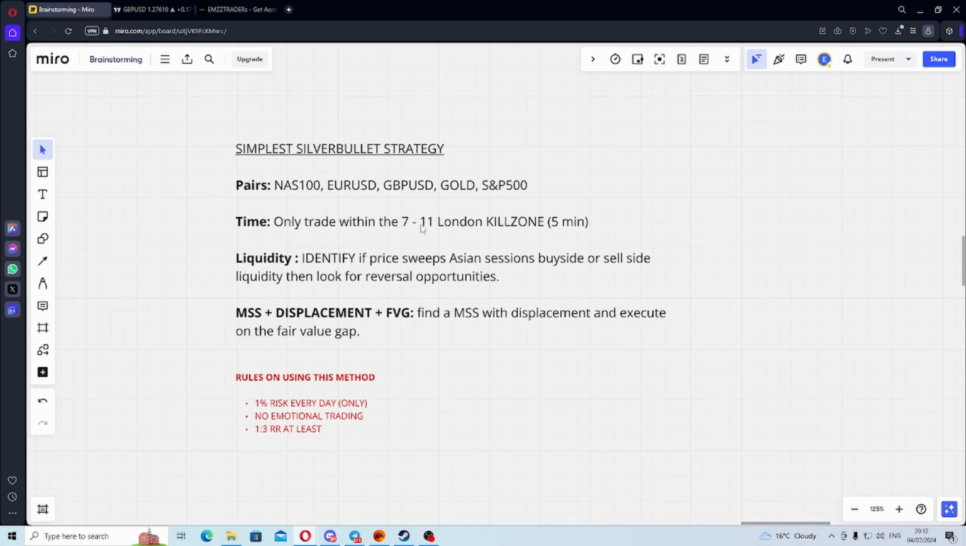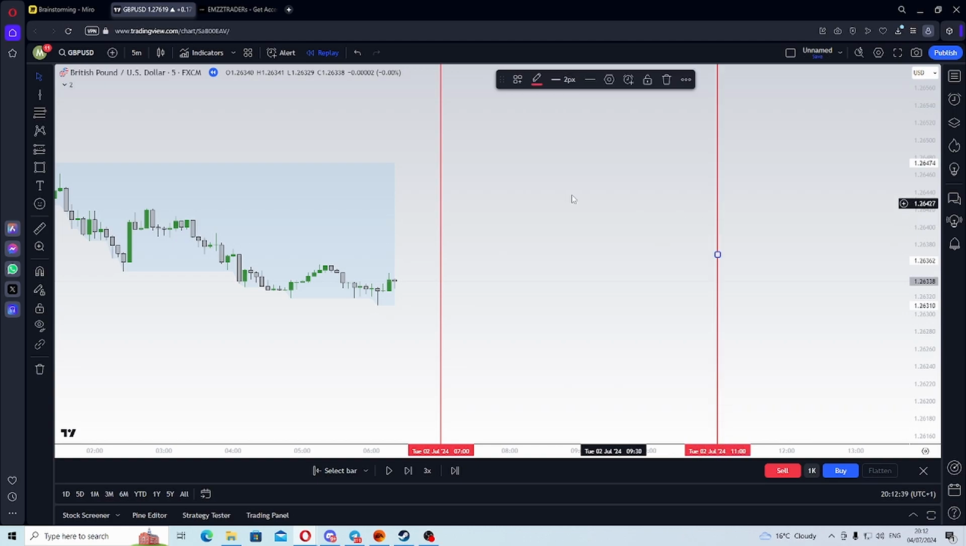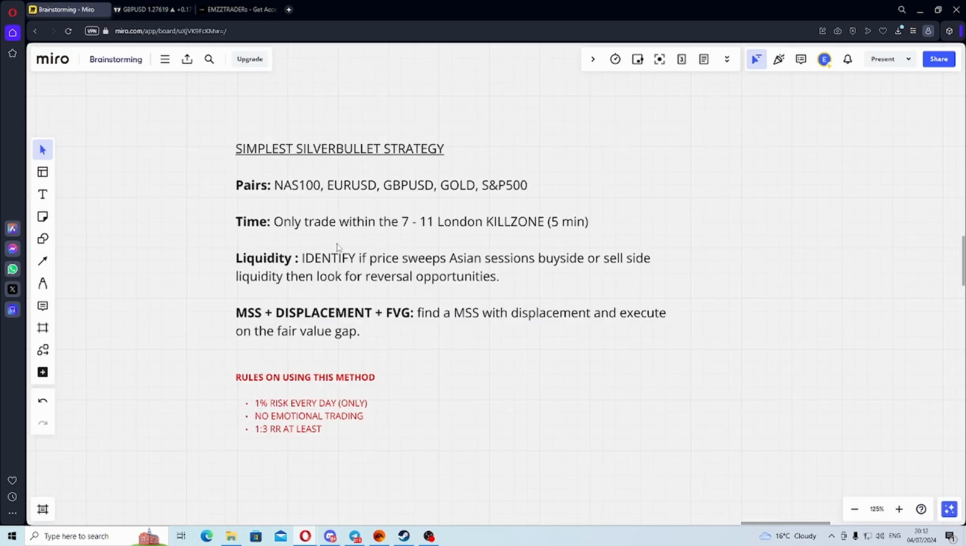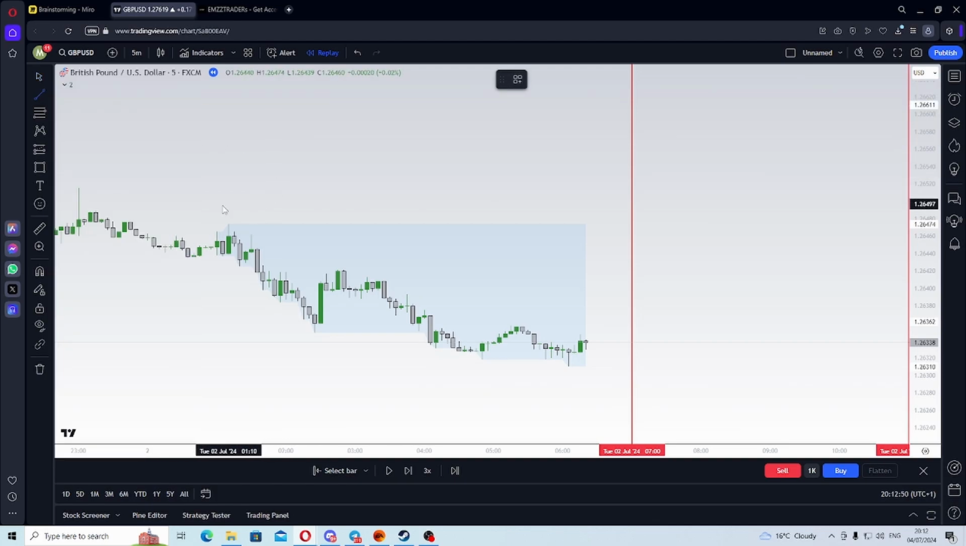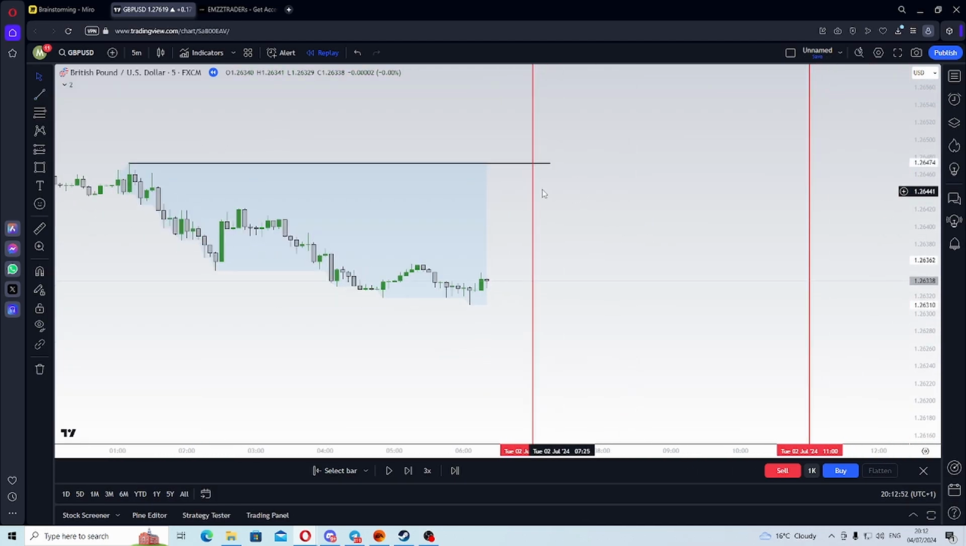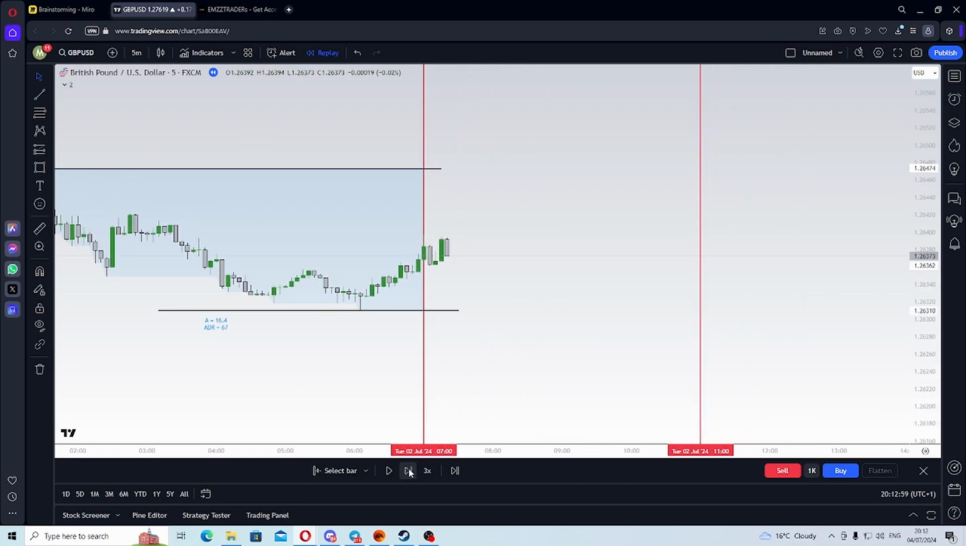But we only trade within the 7 to 11 London kill zone. I'm going to be marking this out really quickly, which is from 7 right here until 11. Okay, only taking trades within these times. We can let it run after that, but we only take it within it. Now, we need to identify if price sweeps Asian session's buy side or sell side liquidity. Then we look for reversal opportunities. So just like I did in the other example, you mark out buy side right there, and we have sell side liquidity. Right? Now we see which one actually is going to get swept.